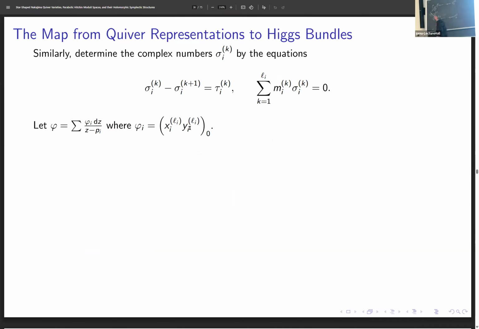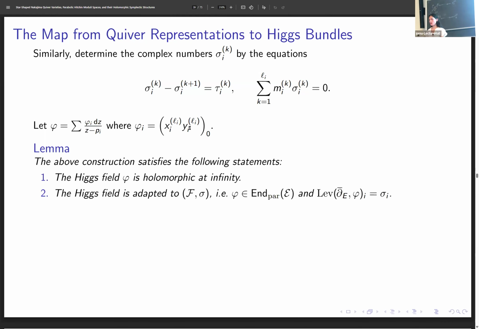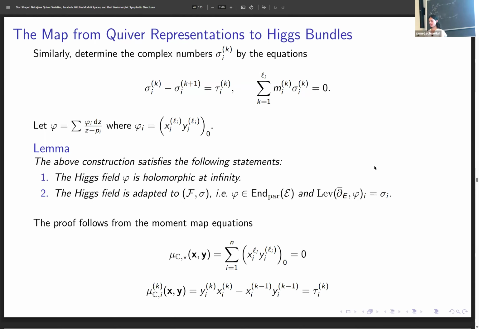So in this picture, this is just taking x and then y, or y and then x, and that's an endomorphism of ours. So it's the correct dimension. And this Higgs field that you construct will be holomorphic at infinity, and it'll also be adapted to the parabolic structure and have the correct Levy parts. The proof of that statement uses the two moment map equations. These are just the complex moment maps.